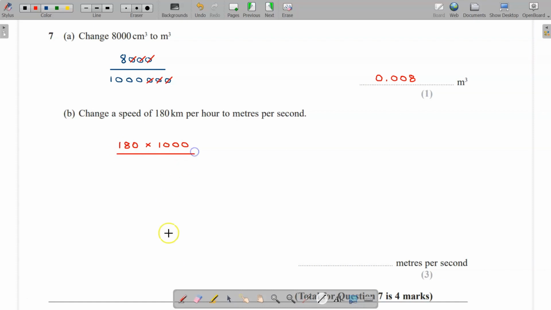Okay, and that comes from 60 times 60. So you could write that if you prefer, 60 times 60, to show that it's seconds to minutes and minutes to hours. Okay, and that's the calculation, and you've got a calculator anyway, so you don't need to cancel it. You can just do it on the calculator if you want, and it comes to 50 meters per second.